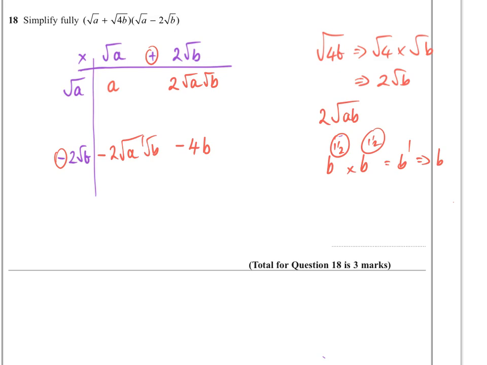So what we can do now is look at how these here cancel out with each other, so that's fine, and we're just left with a minus 4b.